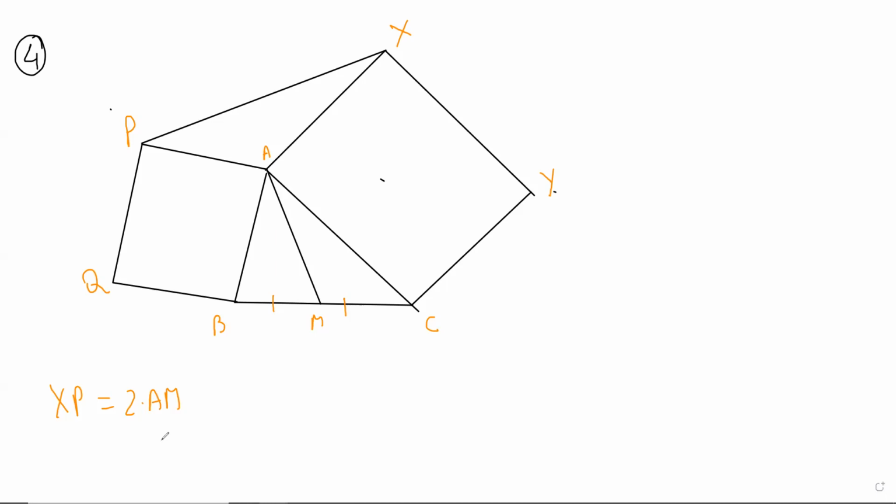Sir, I think I solved the question. Oh, this one? Okay, how do you do it? Sir, so I took the length of AC as X, AB as Y, and AM as Z. Now, the angle PAB is 90.